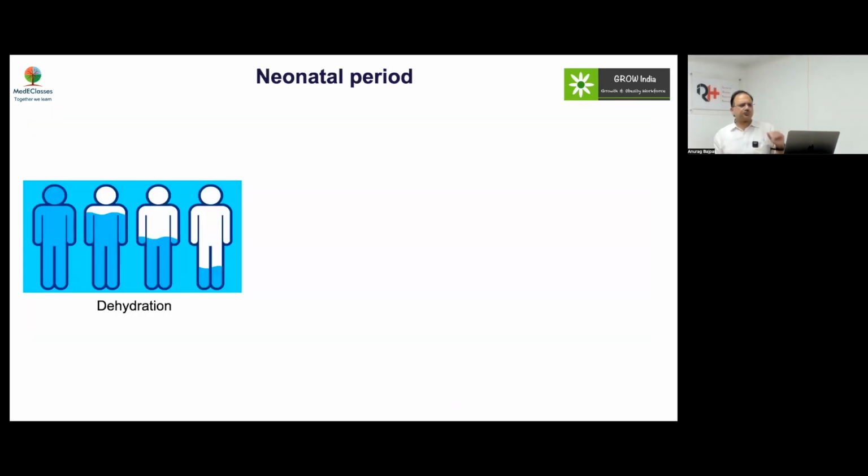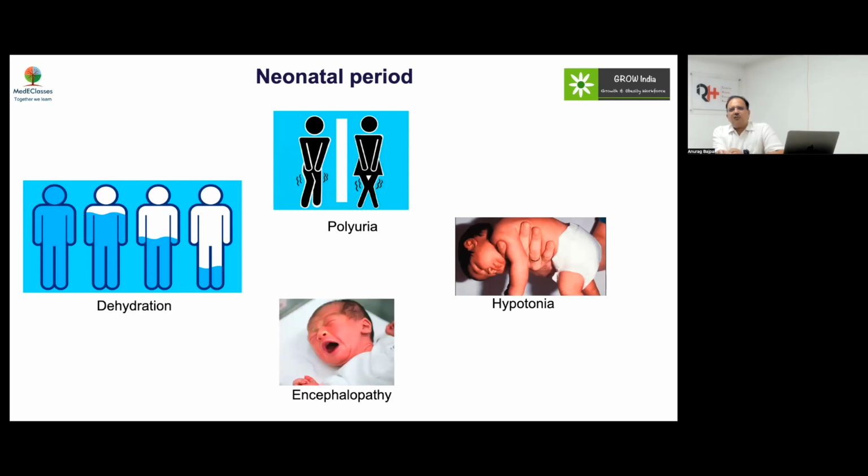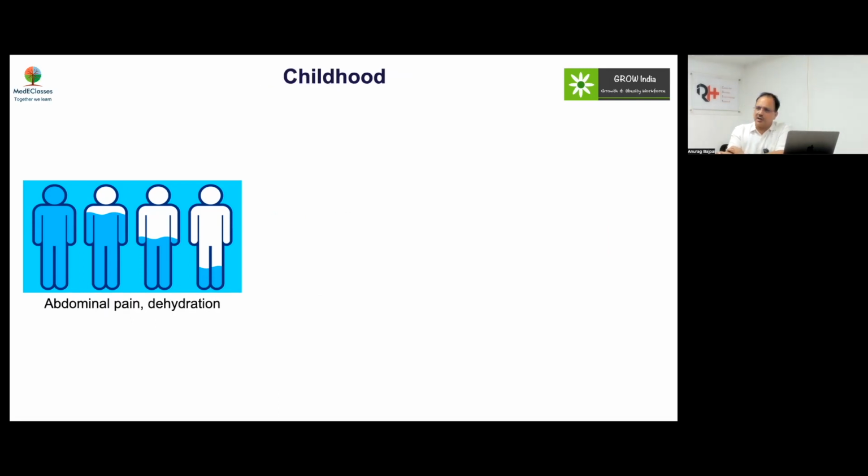In neonates, often we will miss calcium unless we are measuring it. So if you have any neonate who has unexplained dehydration, polyuria, hypotonia or altered sensorium, when you're measuring sodium, potassium and glucose and these are normal, get a calcium level checked also, because this could be the rare case of neonatal severe hyperparathyroidism, which may have huge implications.